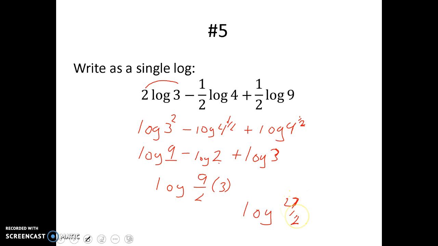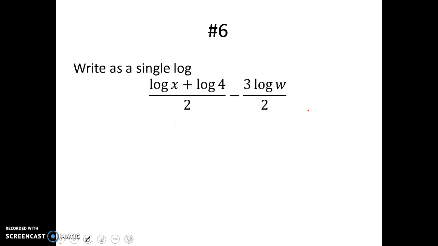Log of 27 over 2. And that is how we can write this as a single logarithm. Let's take a look at number 6. So I'm going to start rewriting number 6 as 1/2 times the log of x plus 1/2 times the log of 4, and then it's minus 3/2 times the log of w.